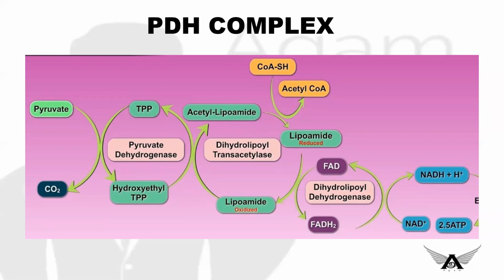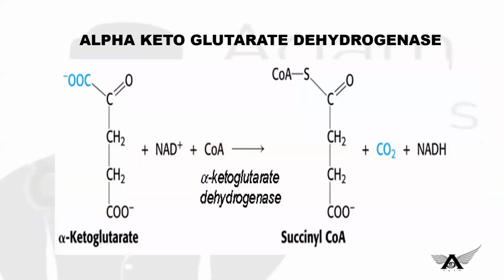In the same mechanism, alpha ketoglutarate dehydrogenase also functions. This enzyme involves the conversion of alpha ketoglutarate to succinyl-CoA. This enzyme also requires TPP as the coenzyme.